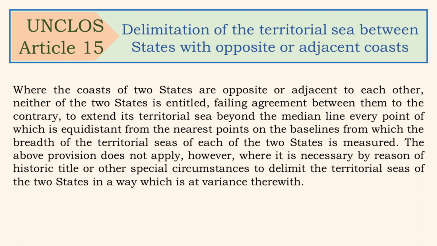United Nations Convention on the Law of the Sea, Article 15, delimitation of the territorial sea between states with opposite or adjacent coasts. Where the coasts of two states are opposite or adjacent to each other, neither of the two states is entitled, failing agreement between them to the contrary, to extend its territorial sea beyond the median line, every point of which is equidistant from the nearest points on the baselines from which the breadth of the territorial seas of each of the two states is measured.